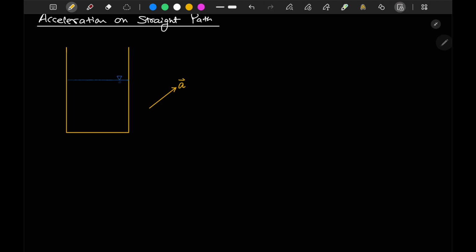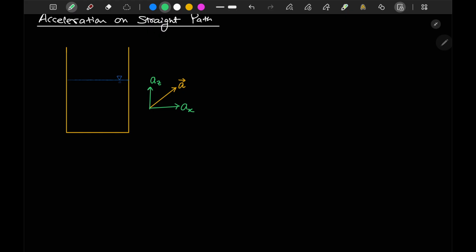This is your a vector. So we can take the components in two directions, here and here. This will become your az and this is your ay. In the vertical direction it is az, in the horizontal it is ay. Sorry, this is your x. Okay, x and z.